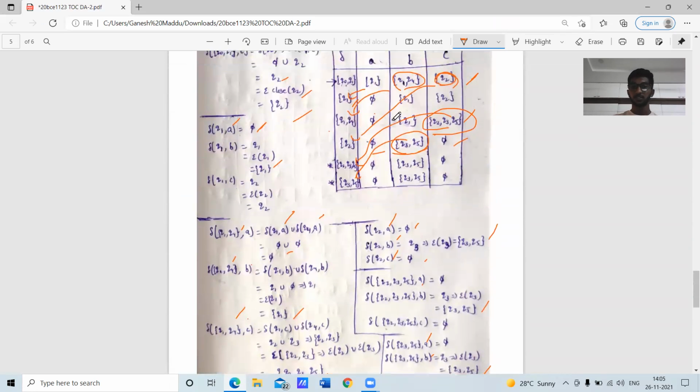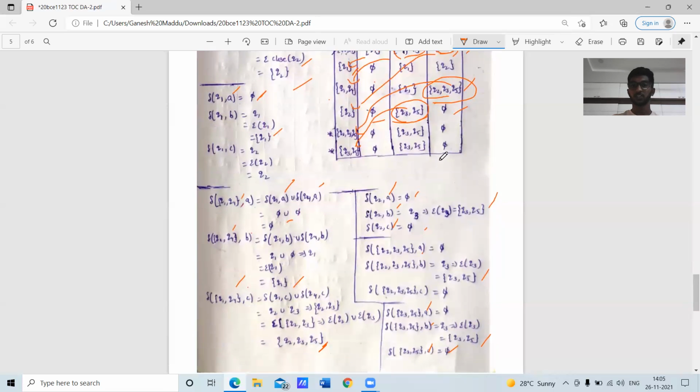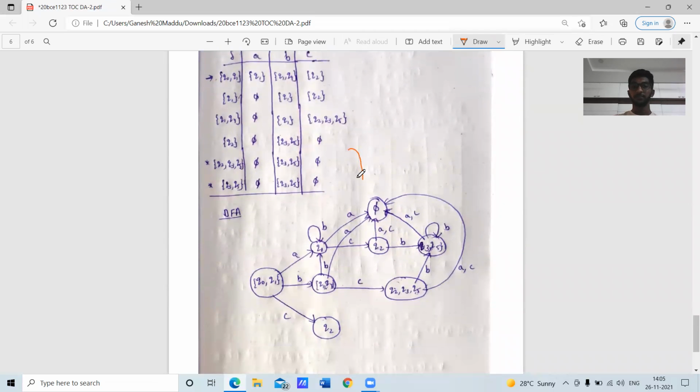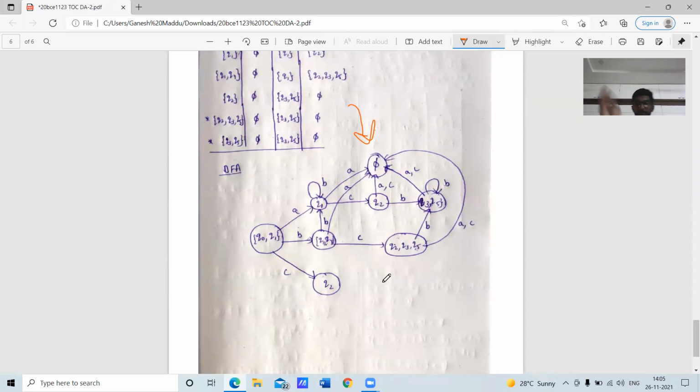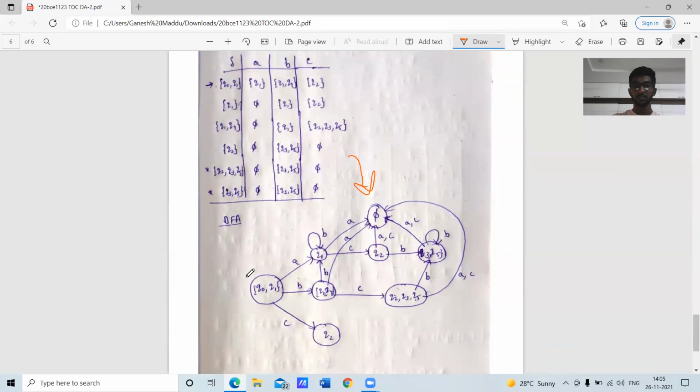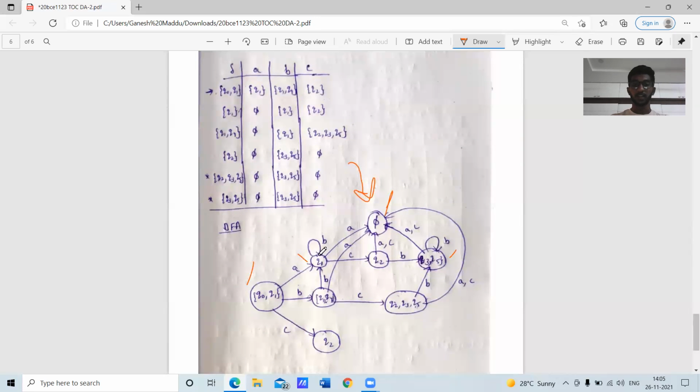So include that. Just check: there is no extra unmarked state. There is no extra unmarked state, so we can stop here. Now convert the epsilon-NFA transition table to the DFA design. Here just include all the states like this and take an empty state also. I included all states and the empty state.